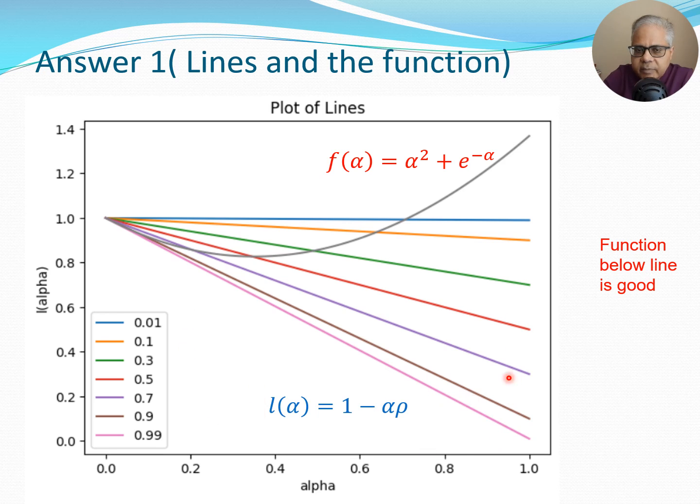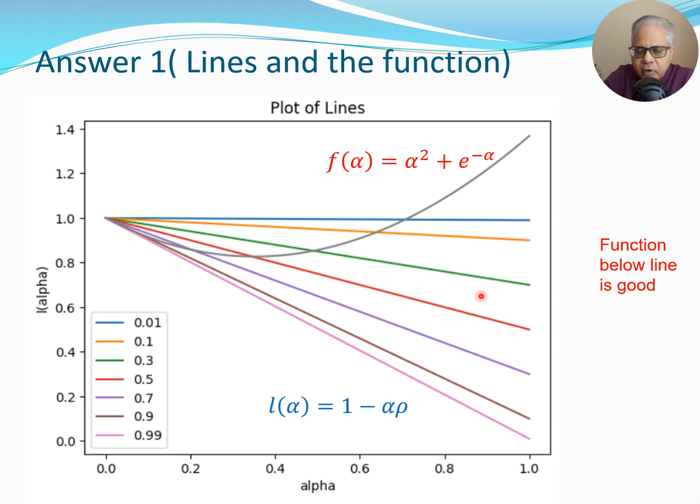And now you can see something interesting, that there is a point where this line crosses this curve, and all the points below it are actually quite nice and legitimate points as far as the minimum point is concerned. So one of the things about selection of these lines is that we need to get a good value of rho.